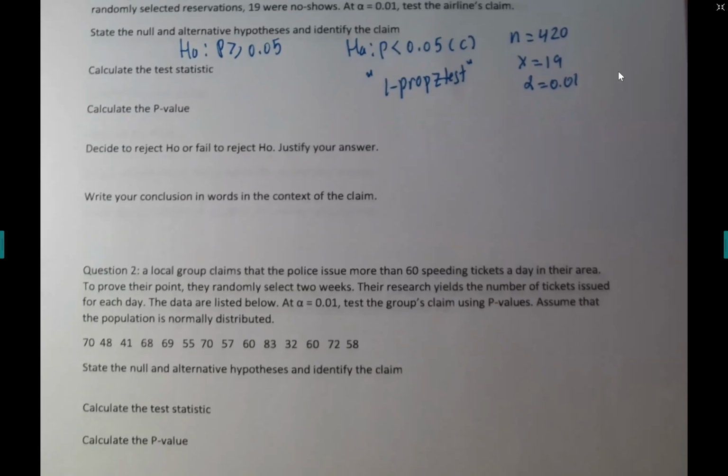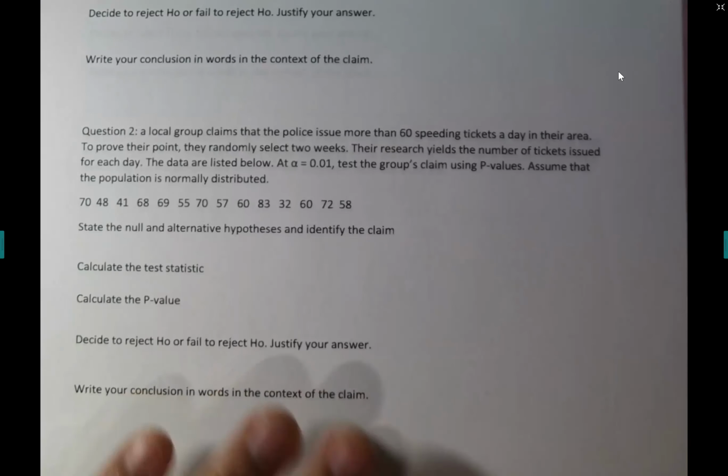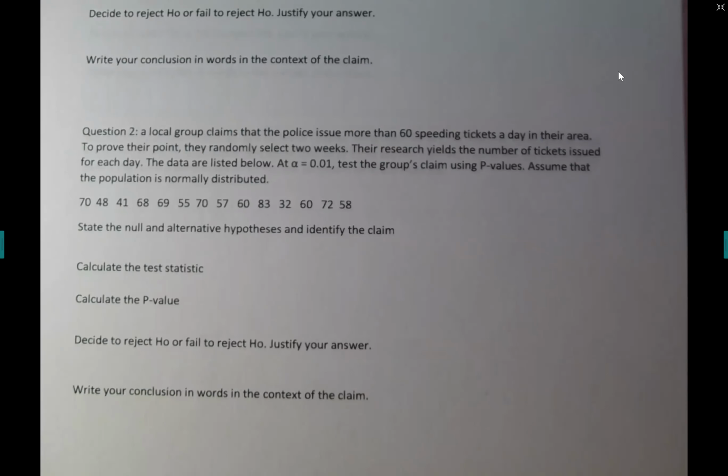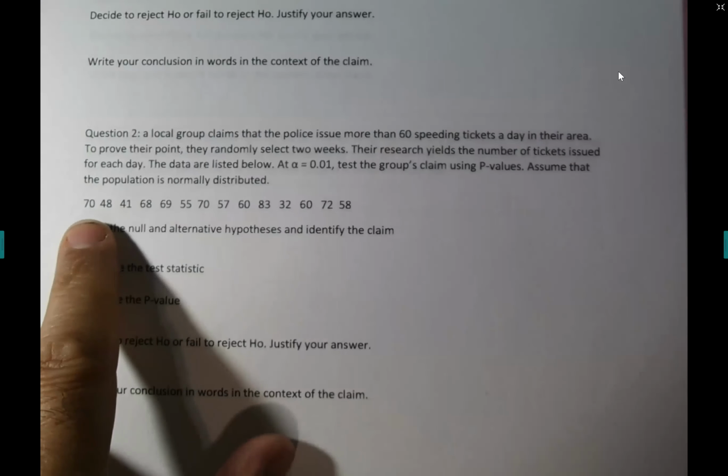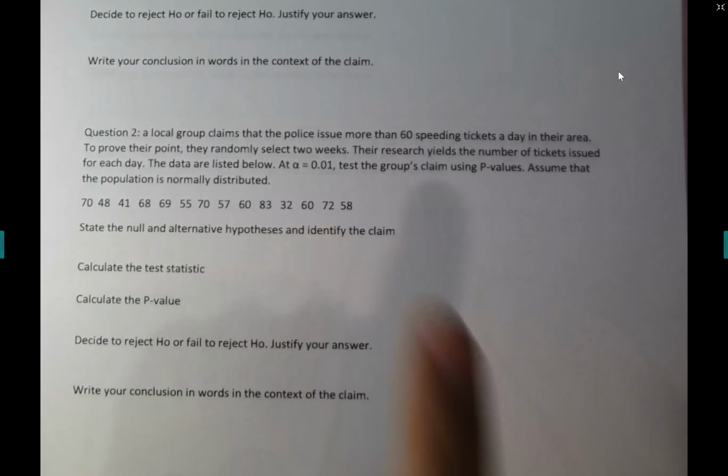Okay, let me just go to the next question. And now tell me which test do we use here. A local group claims that the police issue more than 60 speeding tickets a day in their area. To prove their point, they randomly select 2 weeks. Their research yields the number of tickets issued for each day. The data are listed below. At alpha equals 1%, test the group's claim using p-values. Assume that the population is normally distributed. You see why he says assume the population is normally distributed, because he gave me a small sample size.